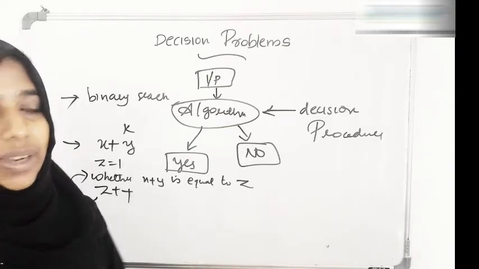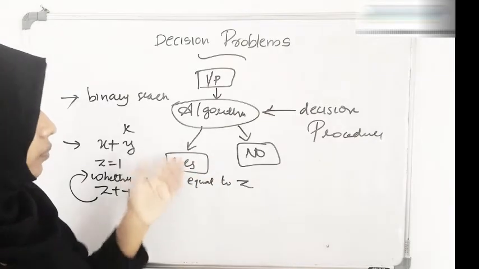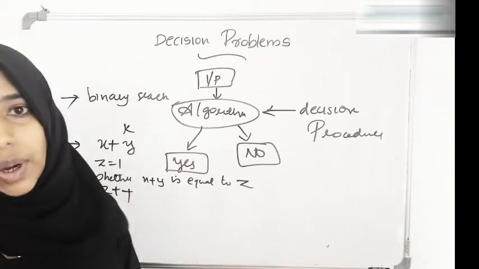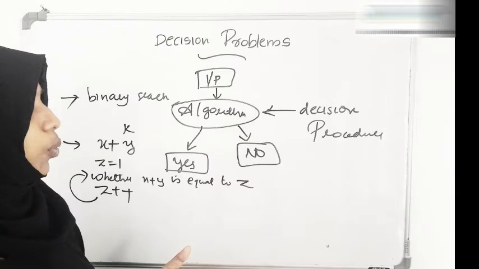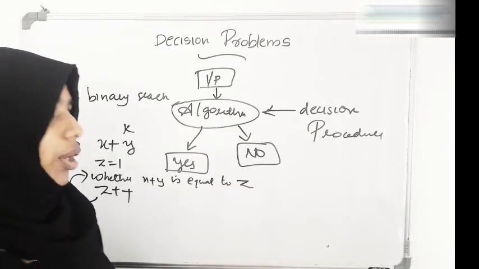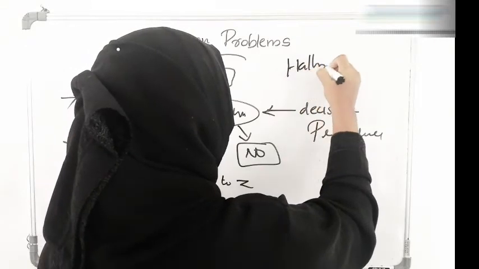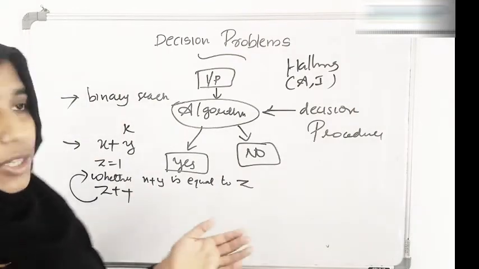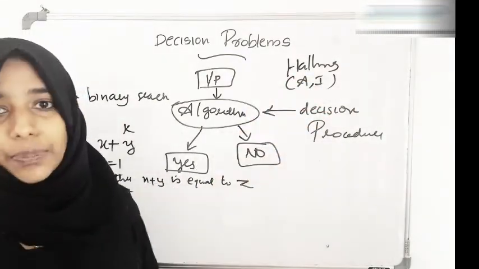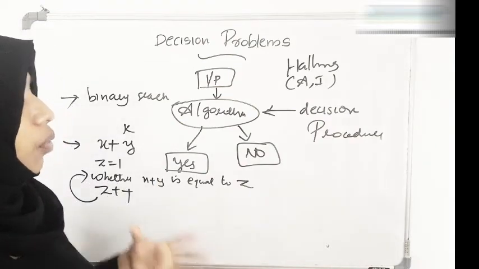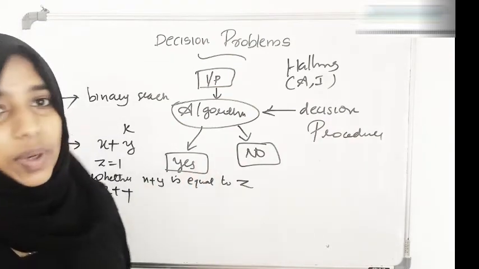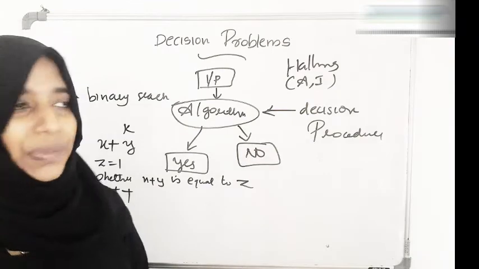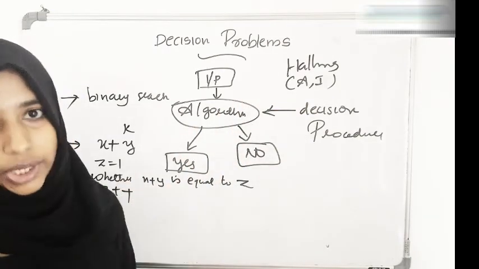That is the advantage or relevance of learning decision problems. And the most important, most talked about decision problem in theoretical computer science is the halting problem. That is, given an algorithm and an input, whether the machine will stop for this input or will loop forever. That is the most discussed problem in theoretical computer science, and this is a decision problem, that is, whether the machine will stop or not.